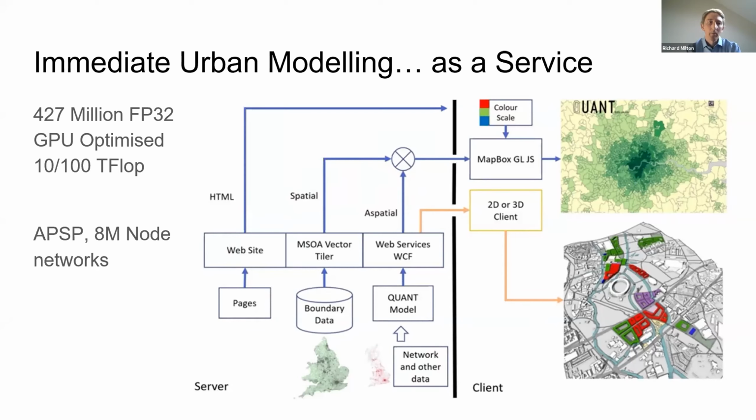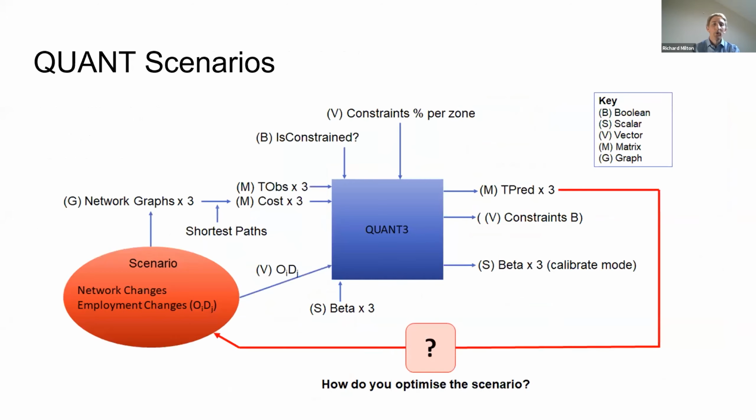Now, I've mentioned that the Quant model here takes 427 million floating point values to actually run its model. It's quite computationally significant. At the moment, we're running it GPU optimized. On the desktops, we've got a 10 teraflop GPU, but I've also tried it on a V100 100 teraflop GPU. That was until I used all of the Turing's $1,000 of Azure credits. The problem really comes from the networks, and I'll talk more about this later, but we've got all pairs shortest paths algorithms being run on 8 million node networks. That is really the issue with the compute.